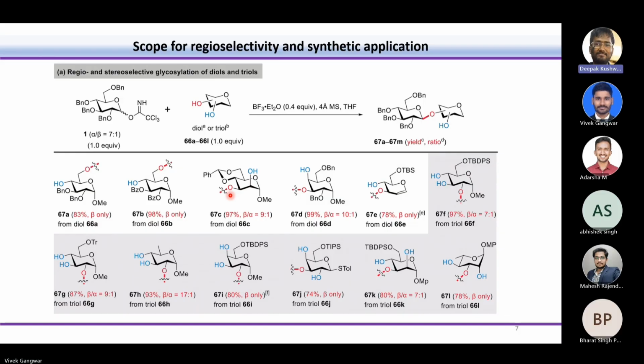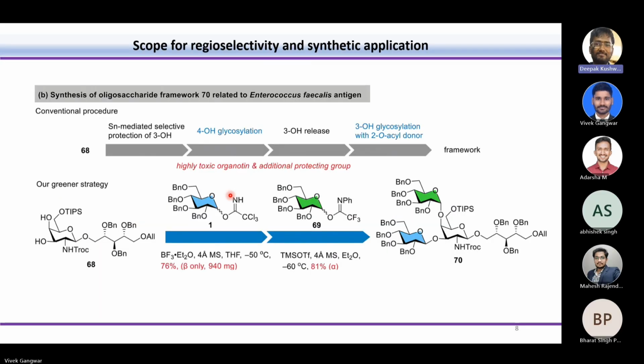I think in their case they are getting the alpha selective product. Sorry, beta selective product. That's why they have used it. You go back to the previous slide. So the first donor they are using for beta selectivity, which they have developed in this paper, and this donor 69 they are using because it is known to give alpha selectivity and they need an alpha linkage. Most probably that's why they have done it. Because this target molecule, whatever they are targeting, requires one alpha and one beta linkage.